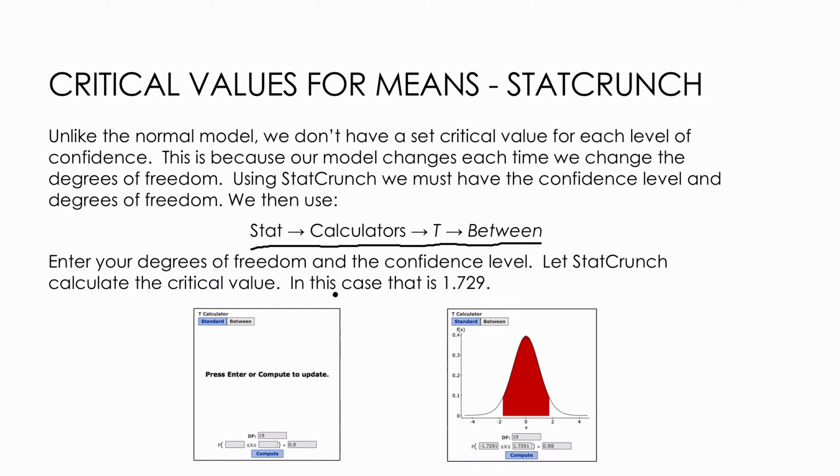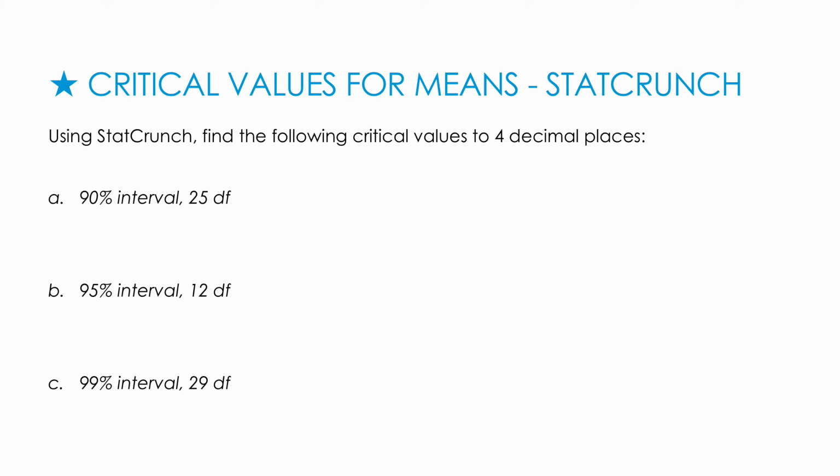So if our degrees of freedom were 19 and we're looking for a 90% confidence, I would click compute, and notice then it would find the two values. And of course, just like last week, I'm only looking for that positive value. So I'm going to have you try these on your own, so you can press pause and then try all three questions and press play to see how you did.